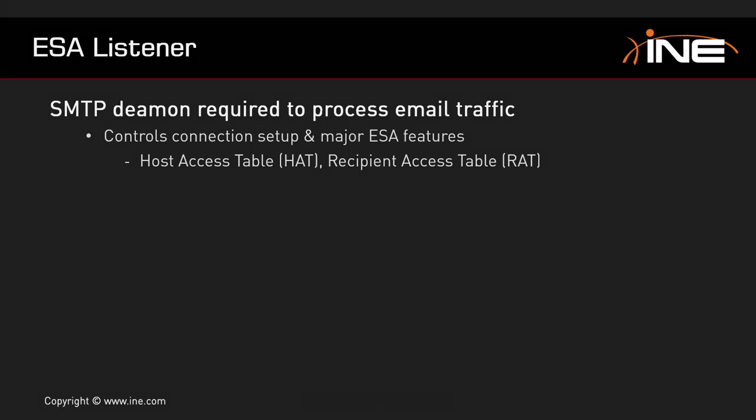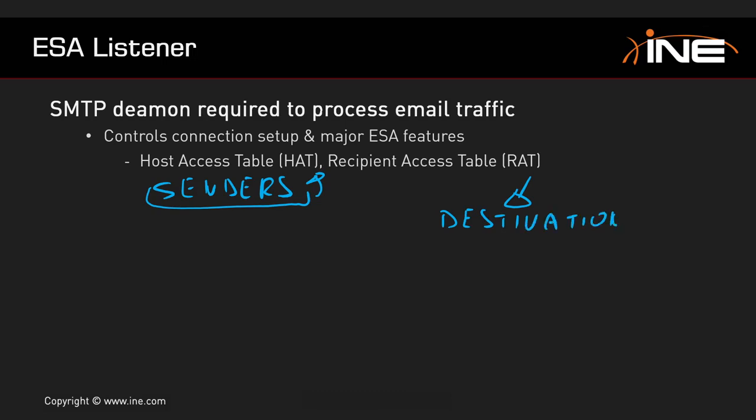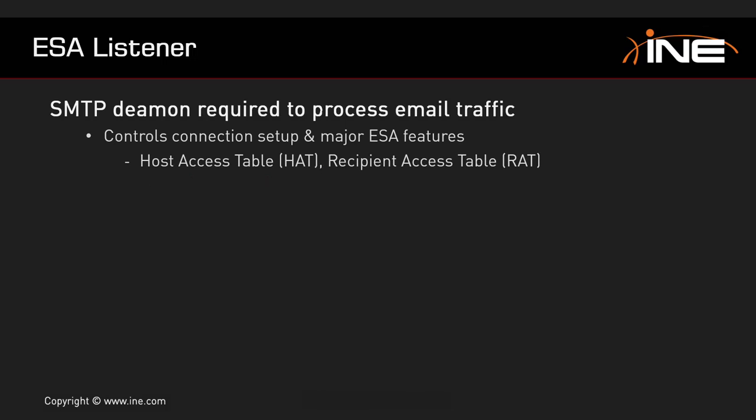Okay, at a very high level, I can tell you that the host access table is what's dealing with the email senders. This is what you would use to control email senders, so SMTP servers connecting to your ESA. And the recipient access table deals with email destinations, like our users and mailboxes configured in our domain, or simply envelope recipients.